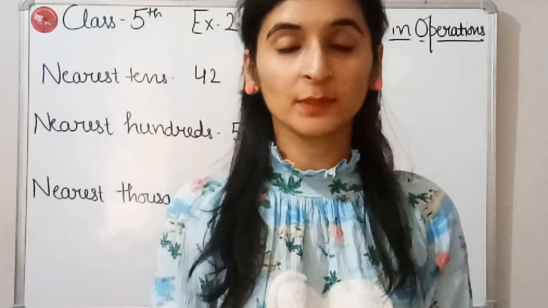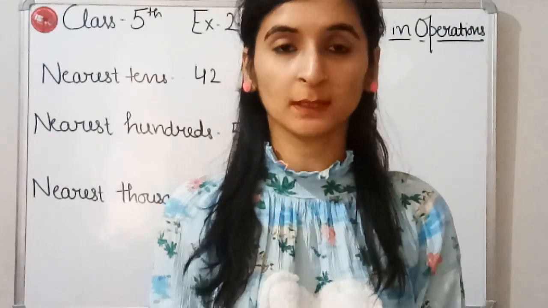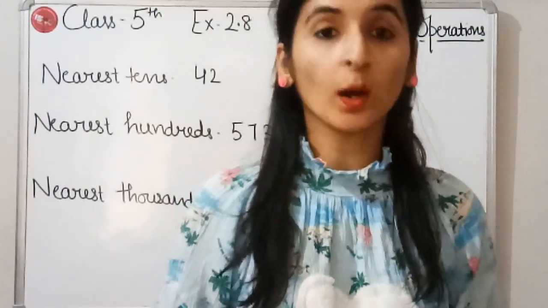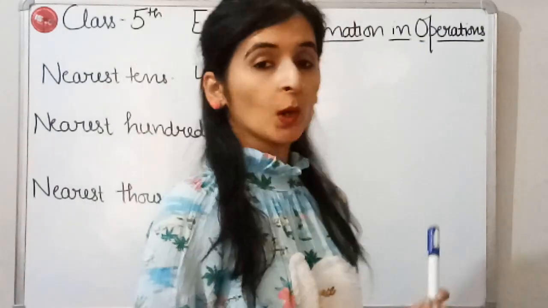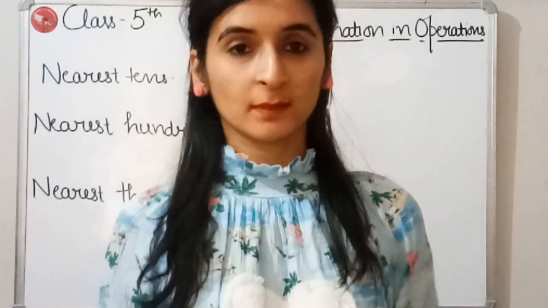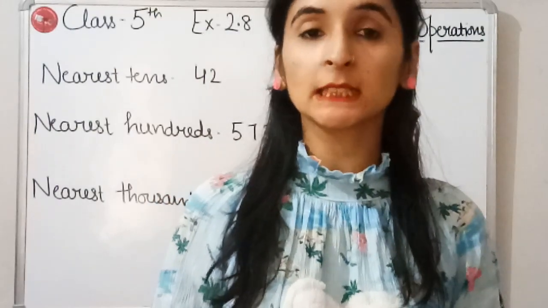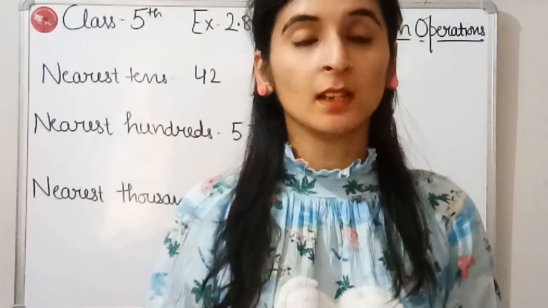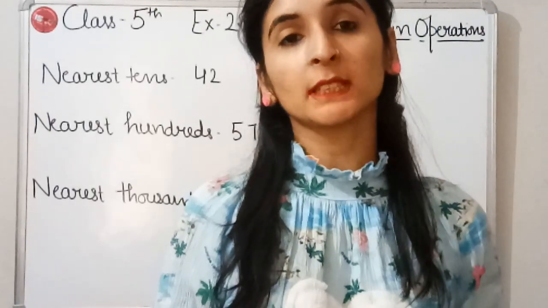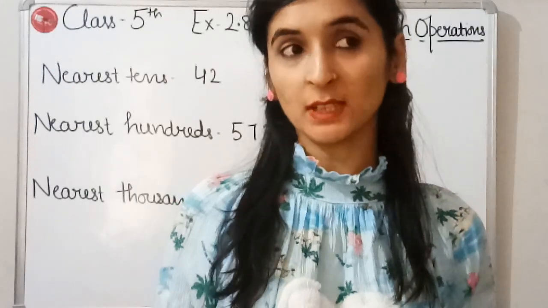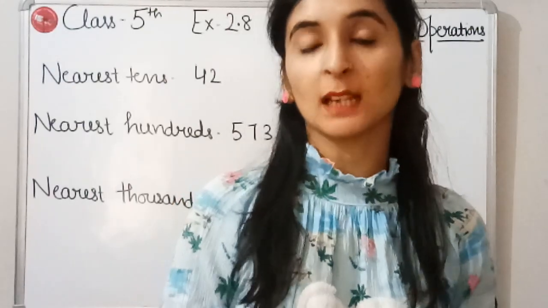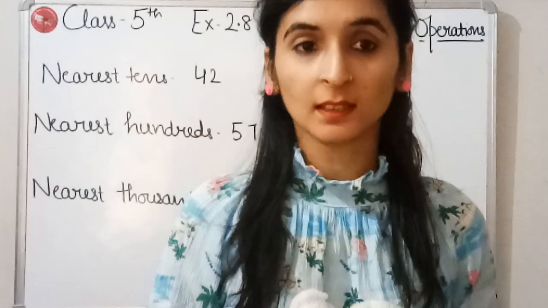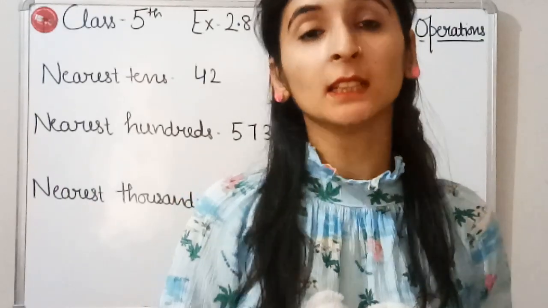So children, we have done the division part also from chapter number 2. Now there is one another topic, that is estimation in operations. You must remember that we have already done estimation, that is rounding of numbers, in our first chapter. Okay, so now we have to start with estimation in operations. It means we have to find out estimate sum, estimate difference, estimate product and estimate division. Okay, so that is called estimation in operations.